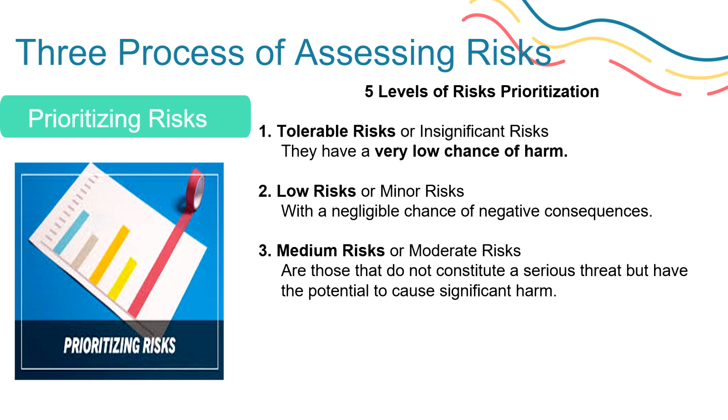So there are 5 levels of risk prioritization. So number one is the tolerable risk or insignificant risk. So these risks have low chance of harm. Number two is low risk or minor risk with a negligible chance of negative consequences. Number three is medium risk or moderate risk. They are those that do not constitute a serious threat but have the potential to cause significant harm.